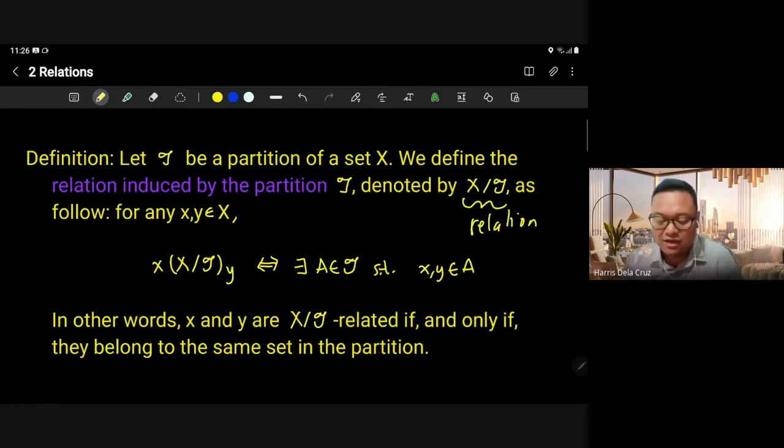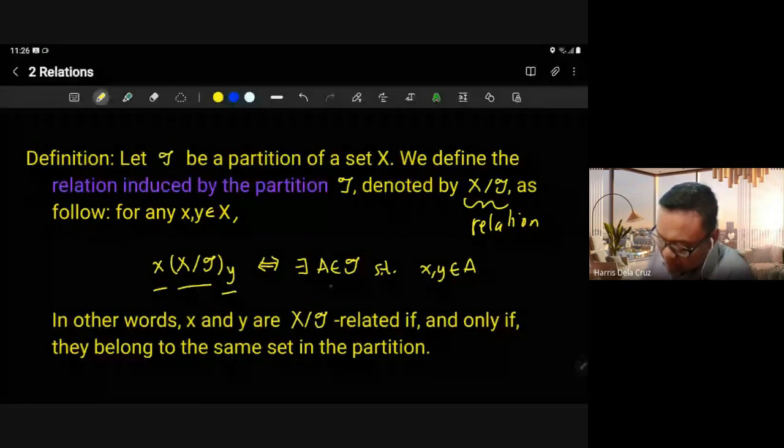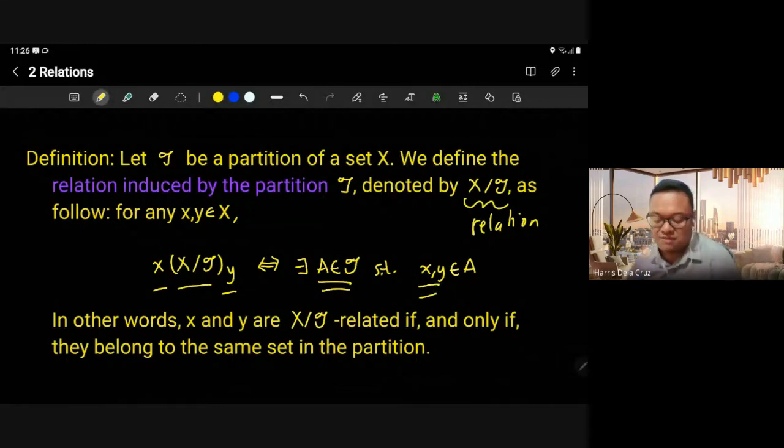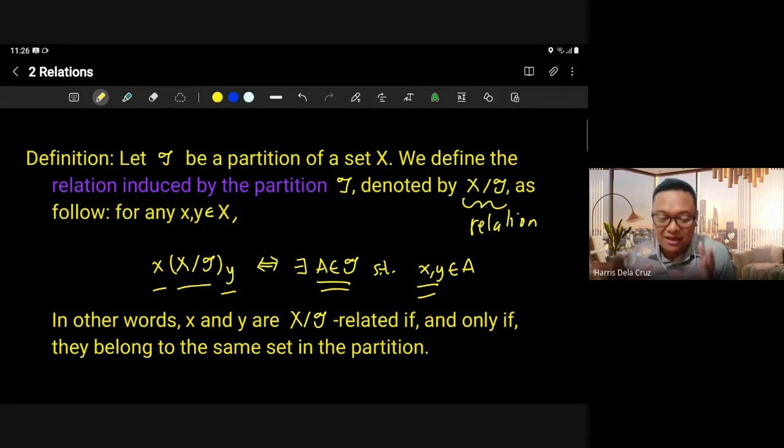So, paano mo i-define yung relation na yon? So, this relation is defined by this definition. X is related to Y if and only if there is an element of the partition such that X and Y belong to the same set. Okay, medyo mabigat na yung definition. Unti-unti natin. In other words, ang ibig sabihin niyan, X and Y are X over T related if and only if they belong to the same set in the partition. Okay? Simplihin natin. Lagyan natin ng example para mas maintindihan mabuti.